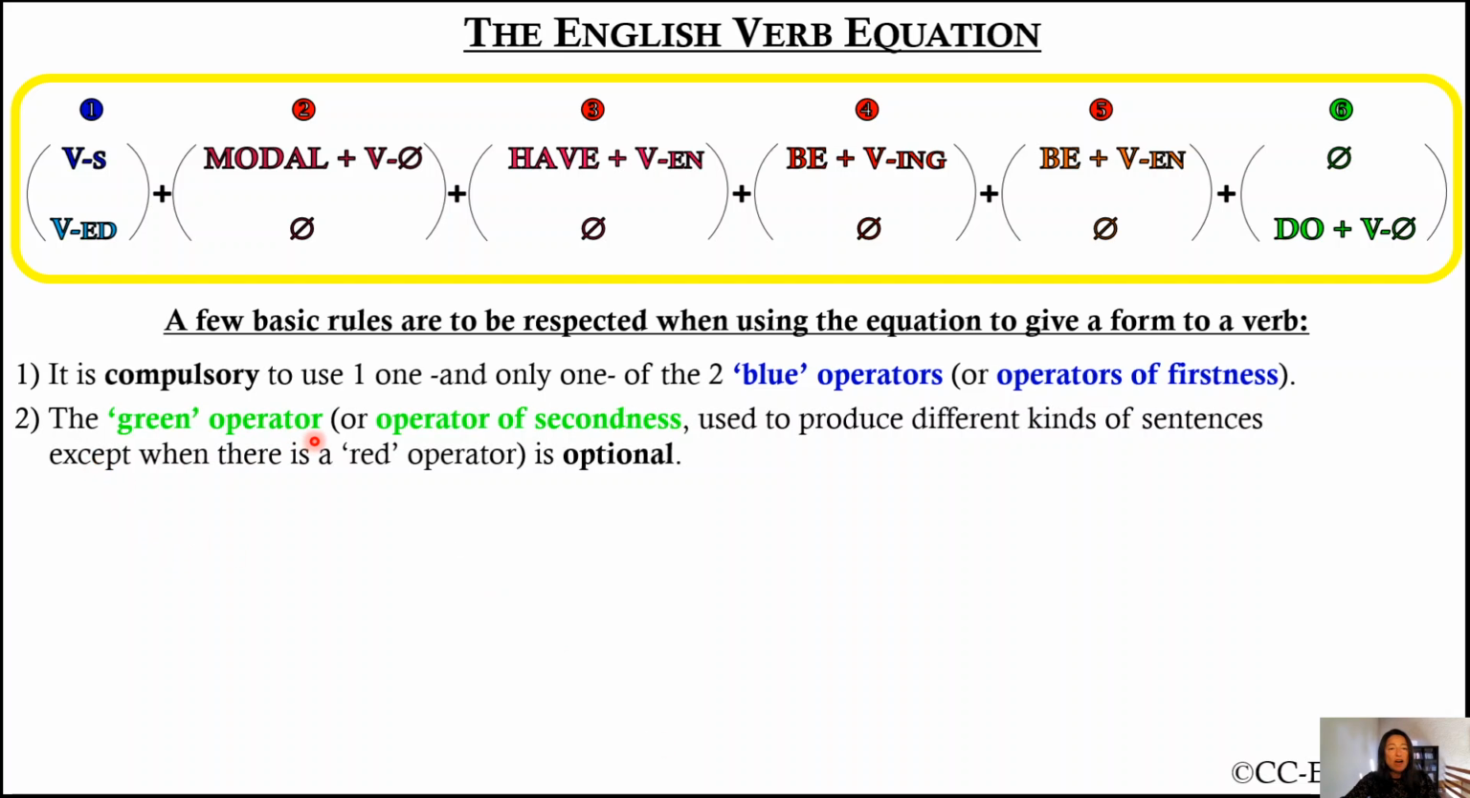And then the green operator or operator of secondness is used to produce the different kinds of sentences, not the basic one, not the positive declarative sentence, but all the other sentence types that can be opposed to it. And the green operator is not compulsory, obviously, it's optional. And let's say we choose to use the green operator with the present tense. So let's take an example.